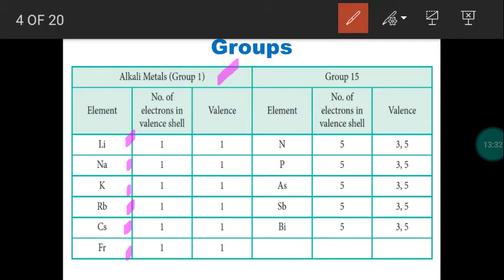So just the principal quantum number, that means the shell, is changed. The number of electrons in the outermost shell is the same. So all these members have 1 electron in the outermost shell. So the number of electrons in the outermost shell is 1 for all the members in group number 1. What about the valency? For all these elements, valency is also 1. Right.